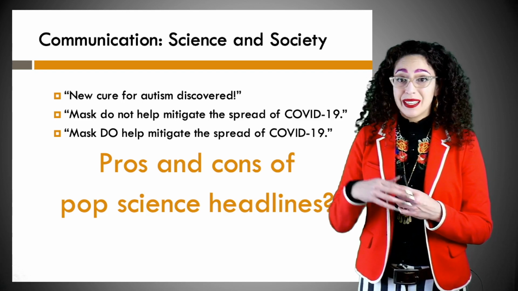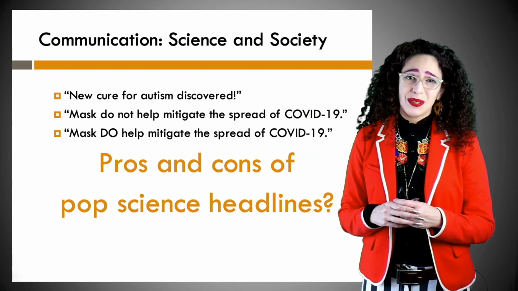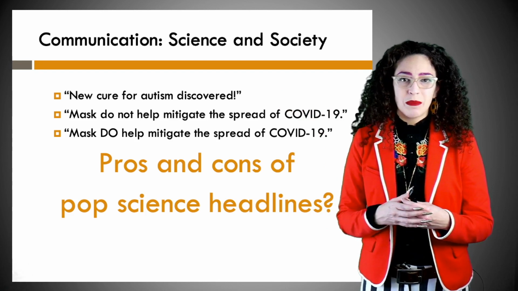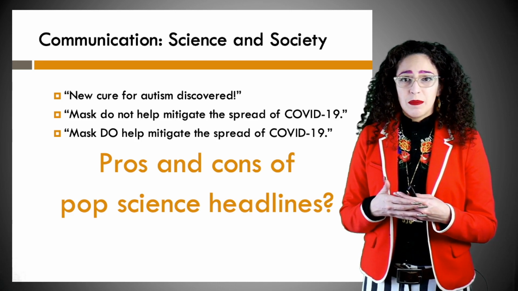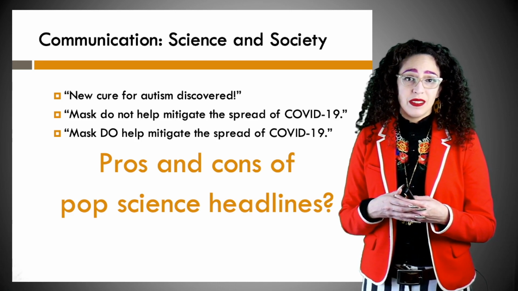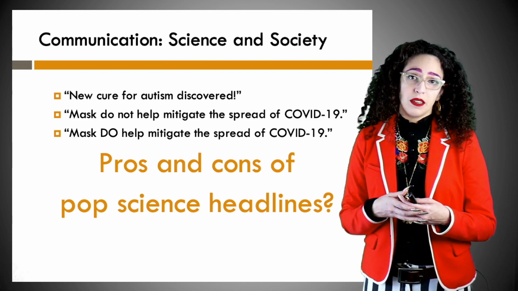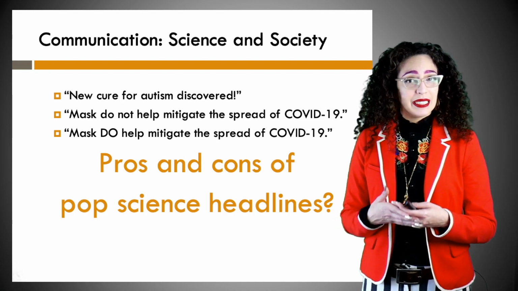So maybe you've seen something like "new cure for autism discovered." I mean, that is a no, it's not. It might be a new possible treatment or something, but a cure? Come on now. Or perhaps something more recent to us: "Masks do not help mitigate the spread of COVID-19," and then shortly after, "masks do help mitigate the spread of COVID-19." So what are some of the pros and cons of pop science headlines?